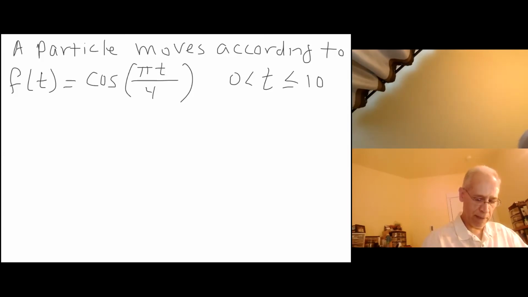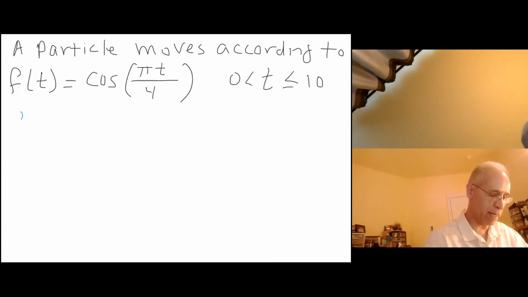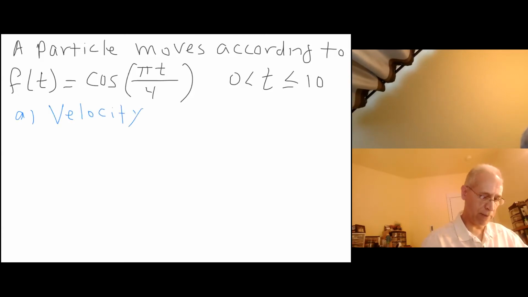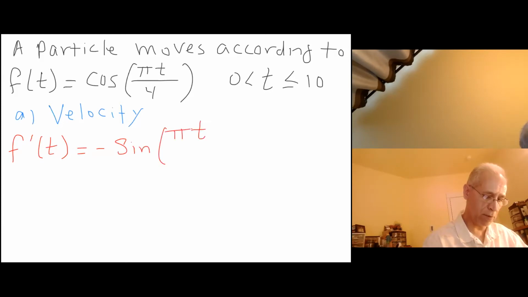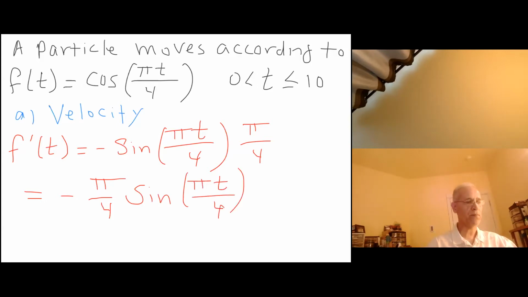And part A, usually the authors ask for the velocity. Part A, velocity. Well, velocity is the derivative of the function. That's minus sine of pi t over 4, using the chain rule, times pi over 4. So that equals minus pi over 4 sine of pi t over 4, which is the velocity.